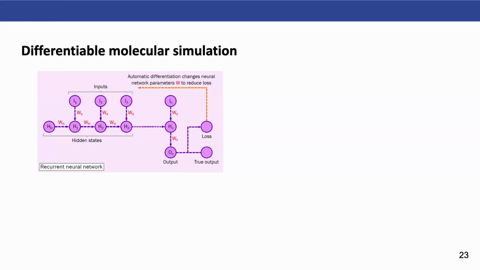And you obtain some loss value. And then because you've implemented this in an automatic differentiation framework like PyTorch, TensorFlow, or Julia's Enzyme or Zygote, you can call .backward, and you can obtain the gradient of the loss with respect to all the parameters in your system, which in this case will be the neural network weights.